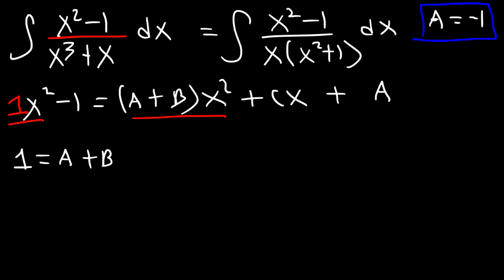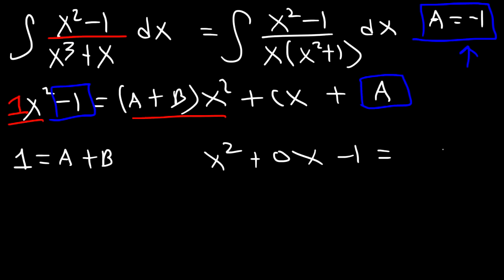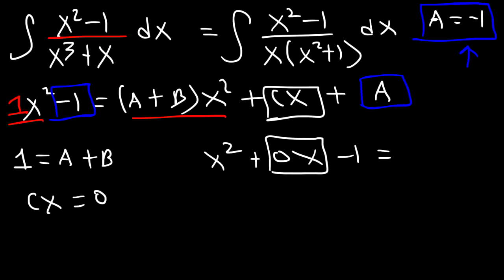And then we can see that negative 1 has to be equal to a, which we have here. Now, there's no x variable on the left side. We have x squared, but not the x term. So therefore, cx is equal to 0. You can rewrite x squared minus 1 as x squared plus 0x minus 1. And so you would set cx equal to 0x, which means that c is equal to 0.